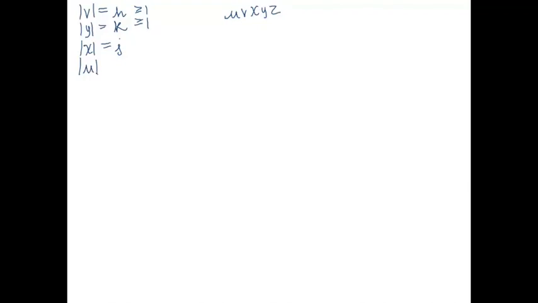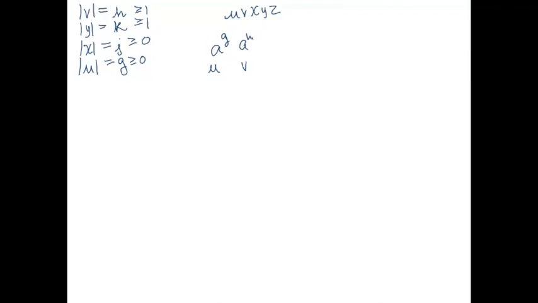Let's use the length of u as g, just so we can really draw this out. All right, so how many a's are in u? It's going to be a to the g. Notice this could be 0. So this is the u chunk. How many are in v? It's going to be h of them.